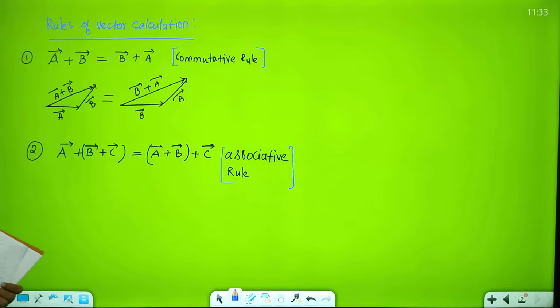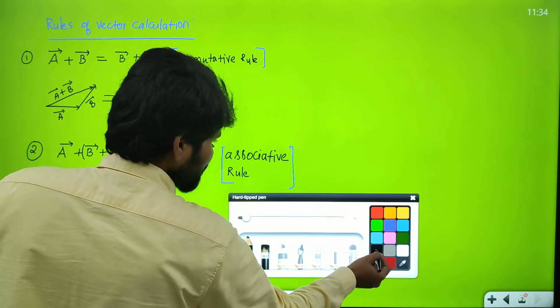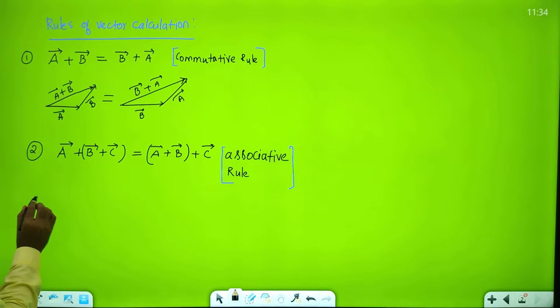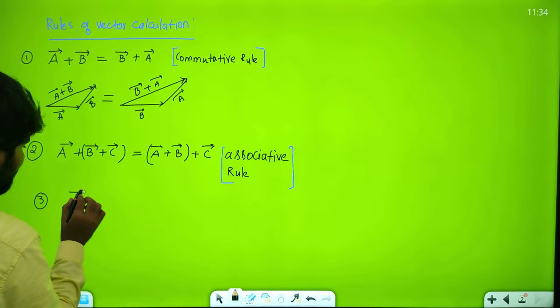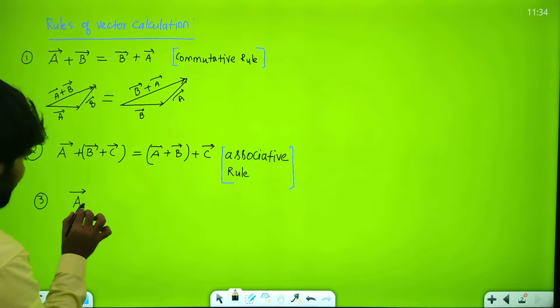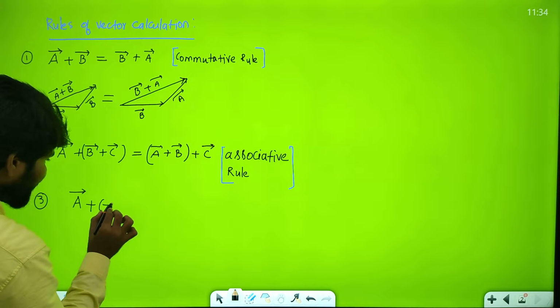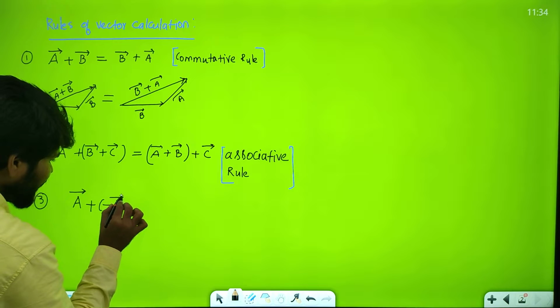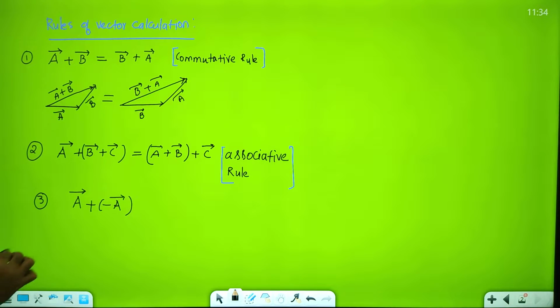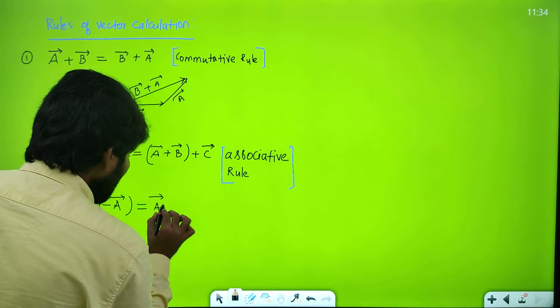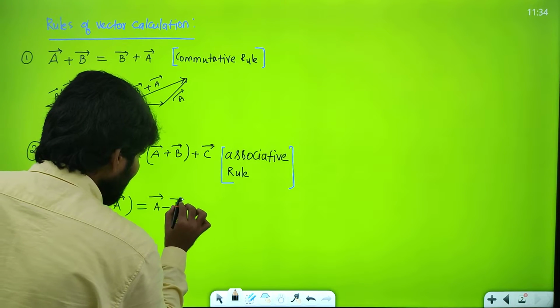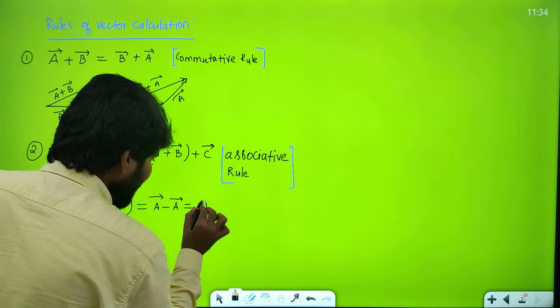Next, come to another one. Rule number 3. If I take a vector A, I am taking the same vector, but this is in opposite direction, and the resultant should be vector A minus vector A. That should be null vector.